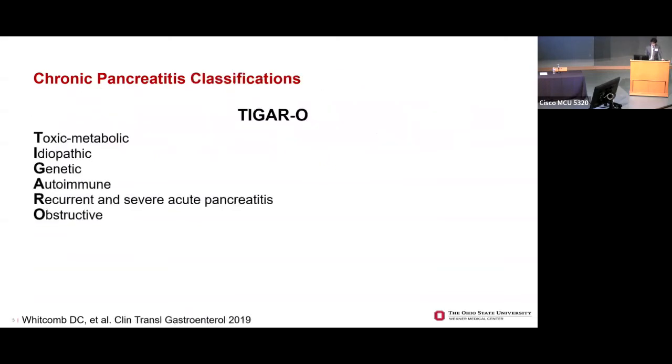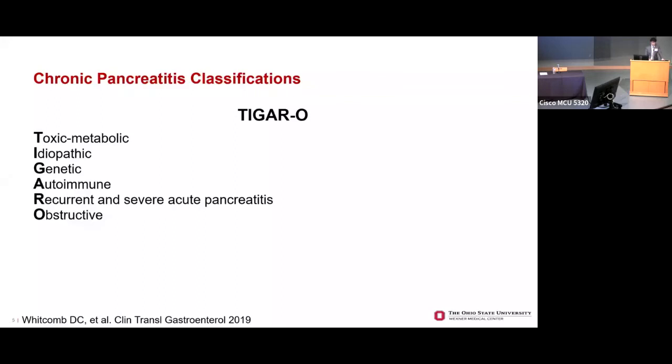So we're going to start off with the different classifications that really help us as physicians to be able to find the etiology of chronic pancreatitis. I'm going to start off with the TIGAR-O, which is actually my personal favorite to use, and I use it in all my clinic notes. Basically, this was formed for the North American Pancreatitis Study 2 group, really to document what are potential risk factors or modifying factors for chronic pancreatitis. So T is for toxic metabolic, I is for idiopathic, G for genetic, A for autoimmune, R for recurrent severe acute pancreatitis, and O for obstructive.